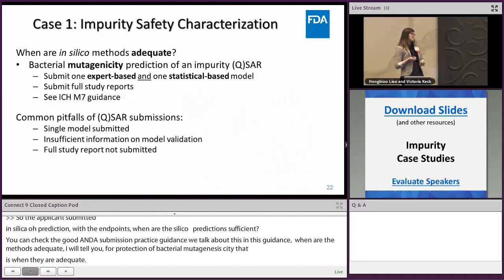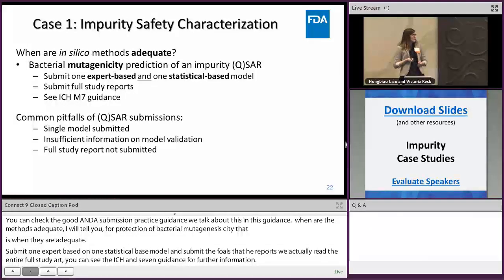So common pitfalls we see with QSAR submissions. We often see just a single model submitted. Again, we need one expert-based and one statistical-based model. Sometimes it's a software we're not familiar with, so we have insufficient information on model validation. So please submit that. Also, full study report not submitted. I'm going to keep on repeating this. Full study report, we need to see them.